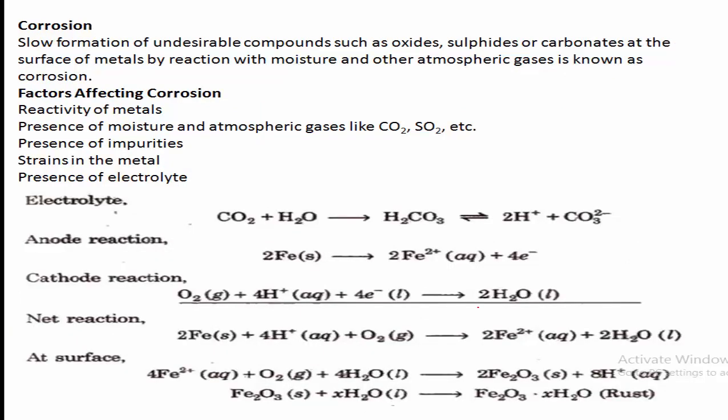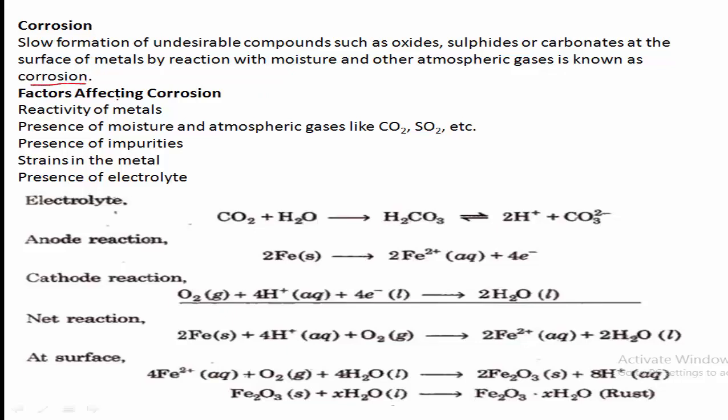Then corrosion. The slow formation of undesirable compounds such as oxides, sulfides or carbonates at the surface of metals by reaction with moisture and other atmospheric gases is known as corrosion.